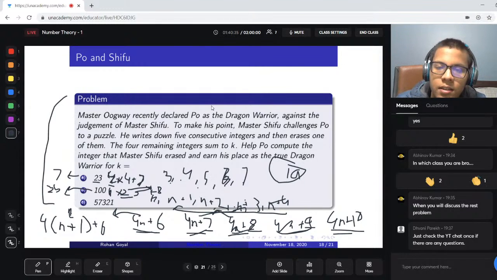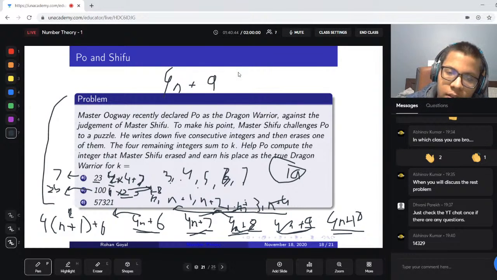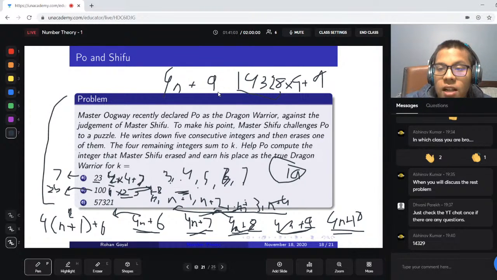Okay. So, see, this is a 4n plus 9 now, because it can be written as 14328 into 4 plus 9. So n is 14328, and the number you removed was n plus 1. So your answer is 14329.